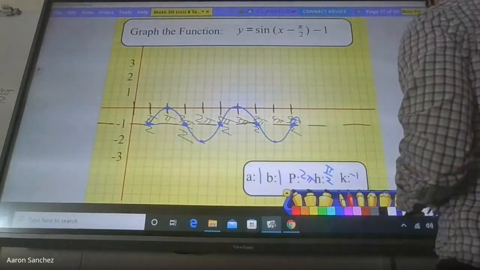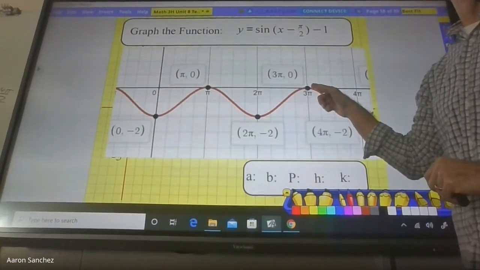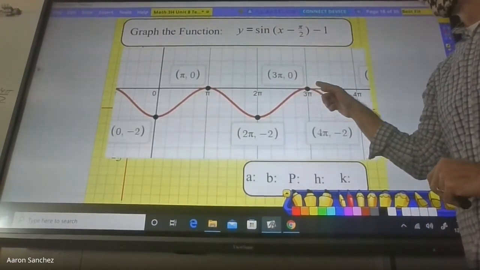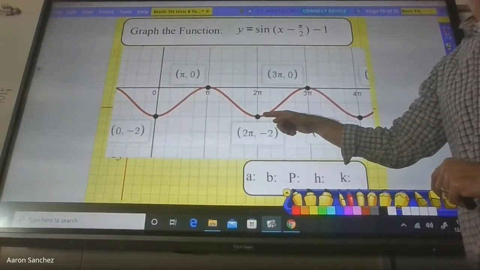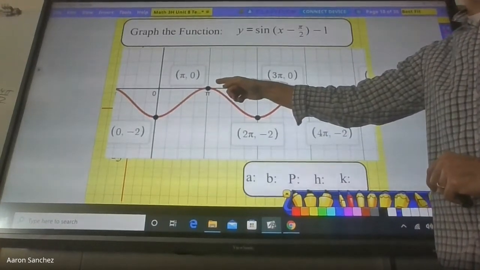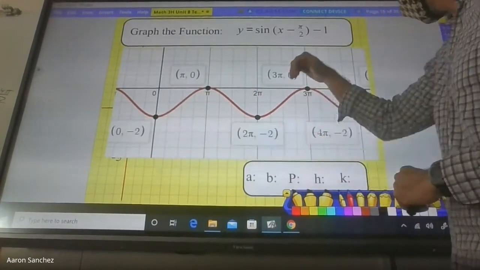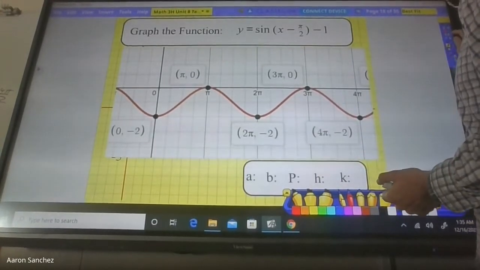Look at your things. Look on your graph. Do you guys have 3 pi 0? Is that one of your points? And then 2 pi, do you go down -2? And then pi, are we at 0? We didn't get this point here. We go to -2. We said go down. Anyway, that's that.